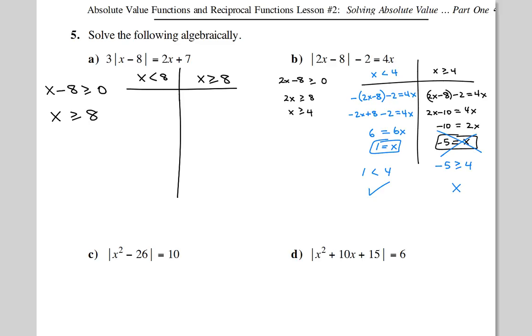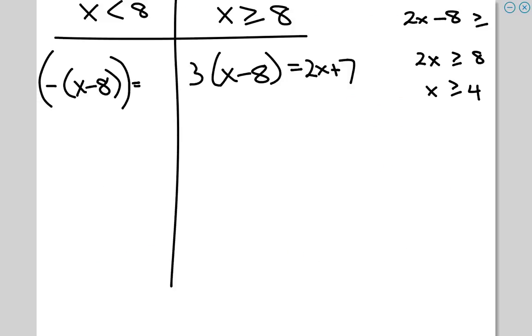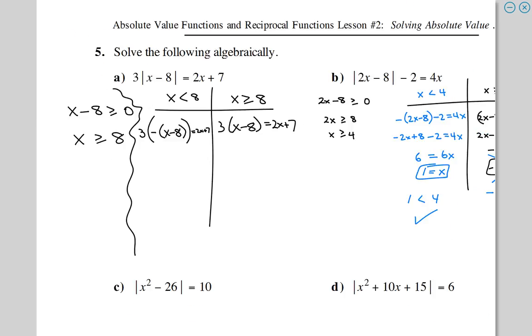So on the right you have a normal 3 outside of x minus 8. And on the left you have the negative. So 3 of... just looks weird. So I'm just going to put negative x minus 8 equals 2x plus 7. Okay, so it's all the same stuff, it just looks really small.